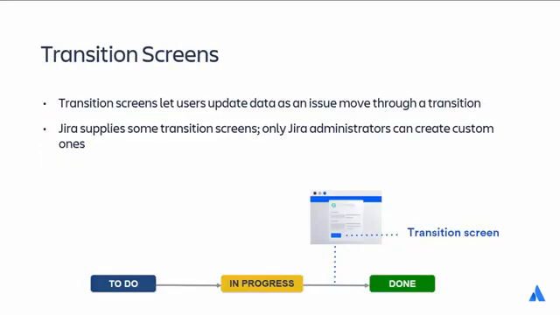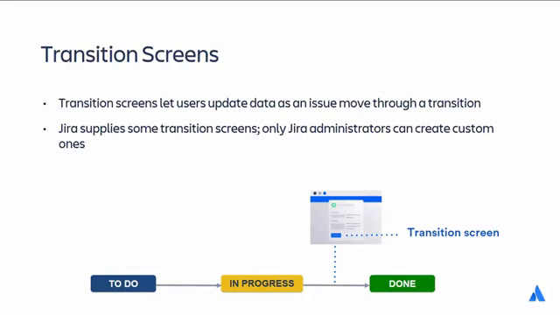Transition screens are used to capture information as an issue moves through a transition. When a user clicks the transition, the screen allows the user to enter the needed information. For example, when a manager rejects a request for a new mobile device, he may enter the reason for the rejection in a comment. These are not the only screens in Jira. Users interact with data when they create, edit, and view issues as well.